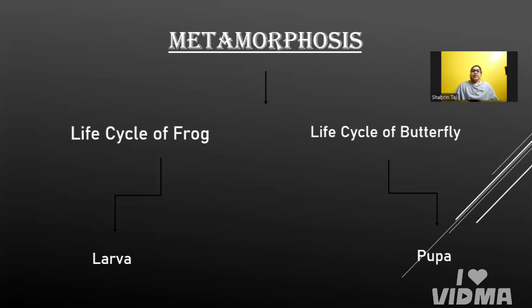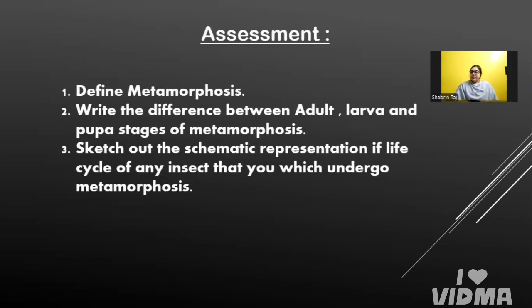This is all we studied in today's class by considering the life cycle of the frog and the butterfly. The life cycle of the silk moth and the white moth resembles the life cycle of the butterfly as well. Today's assignments are: you must define what metamorphosis is. You should provide the difference between adult, larva, and pupa stages of metamorphosis, and then you must sketch a schematic representation of any insect that undergoes metamorphosis. You have to sketch the life cycle. Is it clear? Do you have any doubt with today's class?